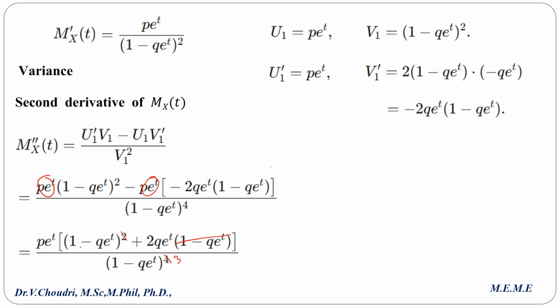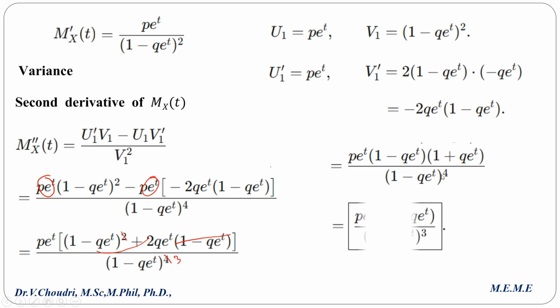So here 1 minus q e power t plus 2q e power t. Simplifying this, we can write only q e power t. Let us see: p e power t into (1 minus q e power t) into (1 plus q into e power t) divided by (1 minus q e power t) power 4. Okay, simplifying this, we can cancel this 3. That's all. Mx double dash of t equal to p e power t (1 plus q into e power t) divided by (1 minus q e power t) whole cube.